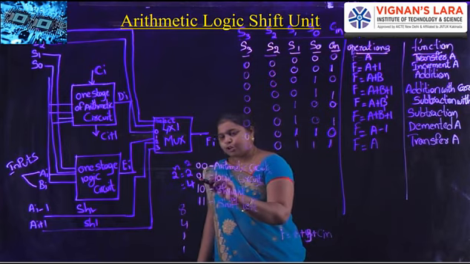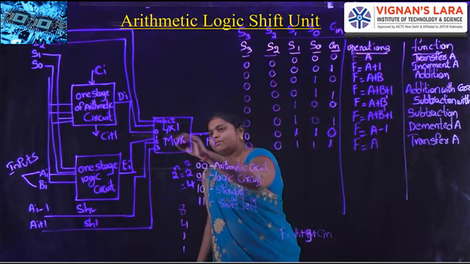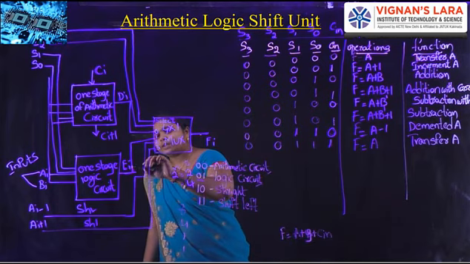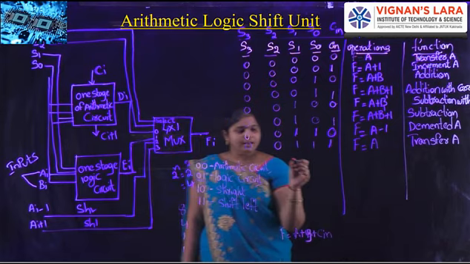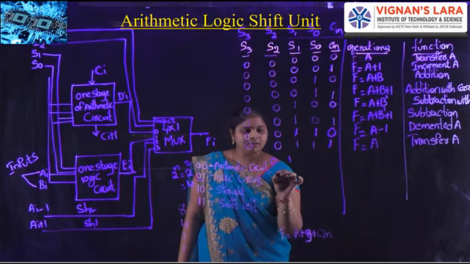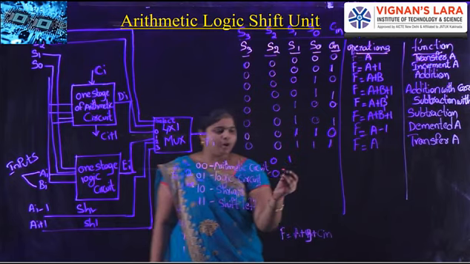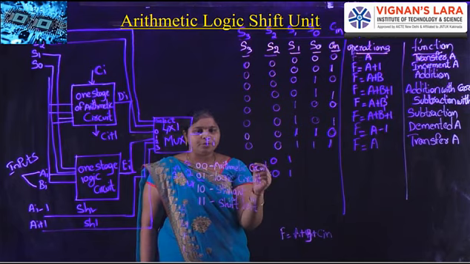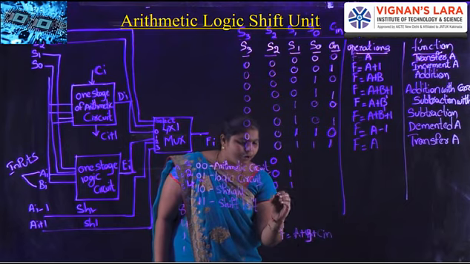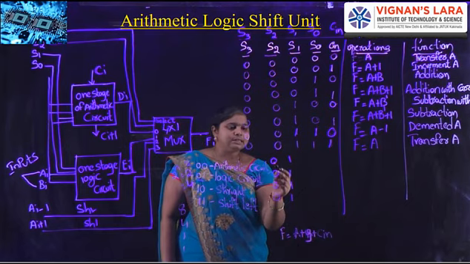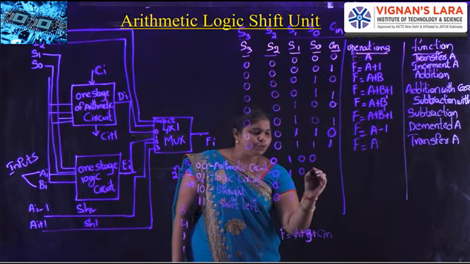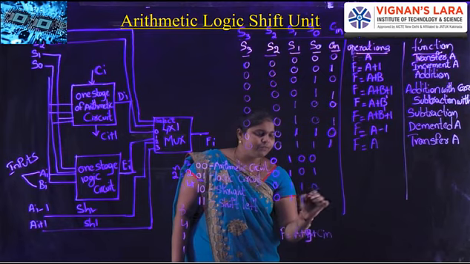For the logical circuit, we use 1. 1 receives the input from the logical circuit. Here, as an example, S3 and S2 are 0, 1. Here we have to perform the logical operation 4 times. In the arithmetic circuit, the operations can be performed 8 times; in the logical circuit we perform 4 operations. These are the 4 combinations: 0, 0, 0, 1, 1, 0, 1, 1.